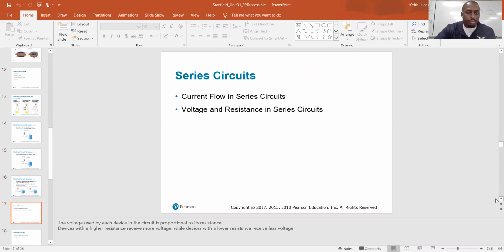Series circuits. The voltage used by each device in the circuit is proportional to its resistance. Devices with a higher resistance receive more voltage, while devices with lower resistance receive less voltage.